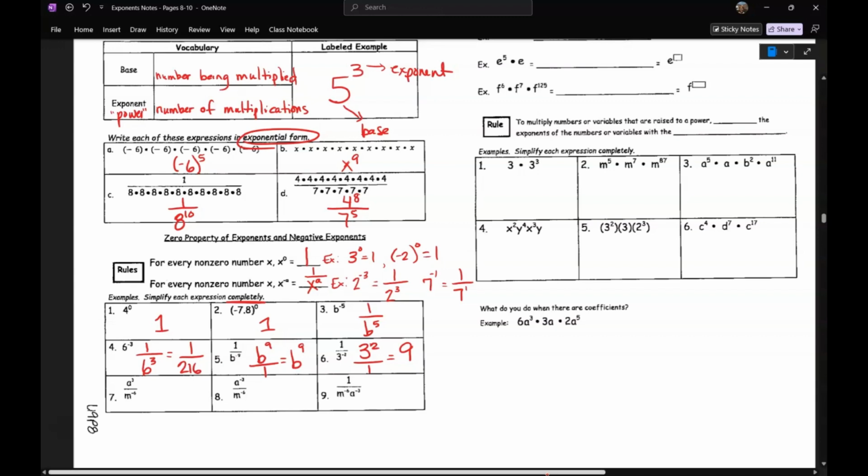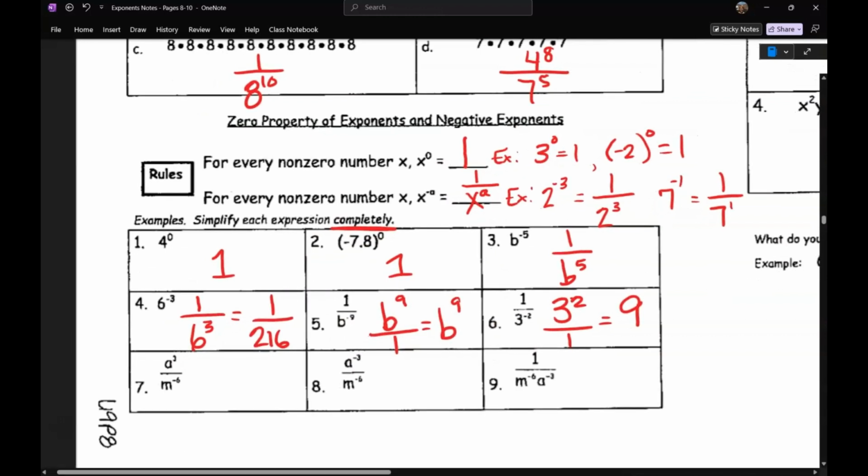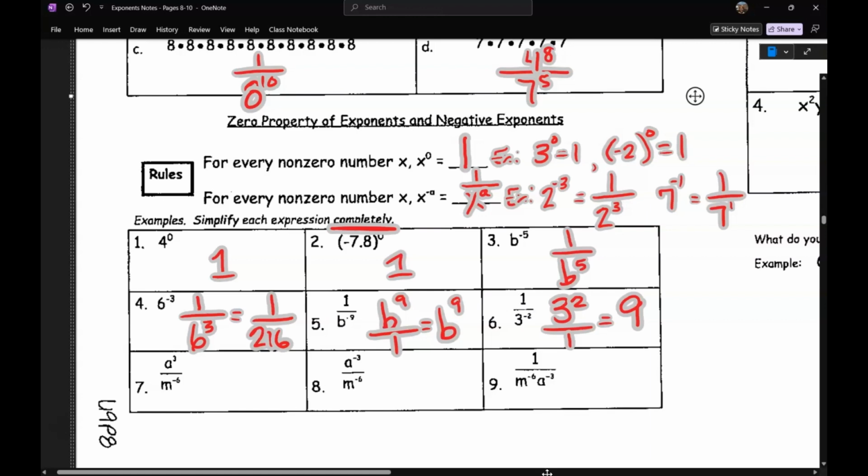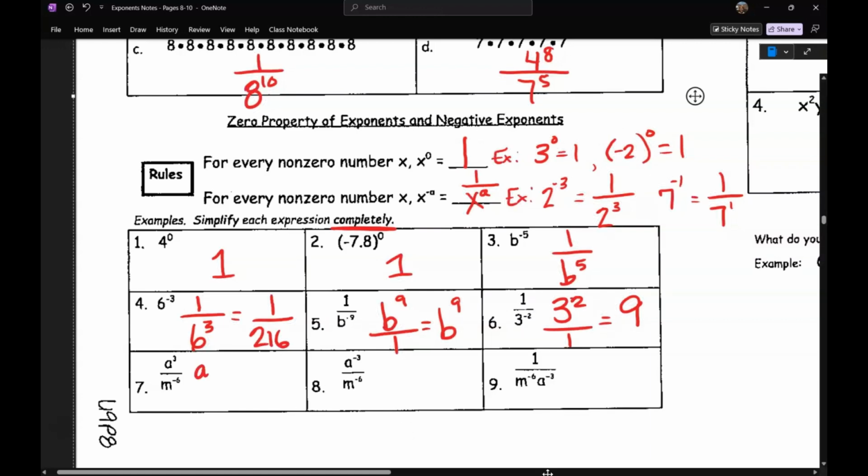All right, number 7, our a to the 3rd, we don't need to do anything to that. I can't evaluate it because I don't know what a is, but I can get rid of that negative exponent. So this becomes a to the third times m to the 6 over 1. I can drop the 1, so it becomes a to the third m to the 6. So you can think about the negatives as meaning just put it in the other part of a fraction.